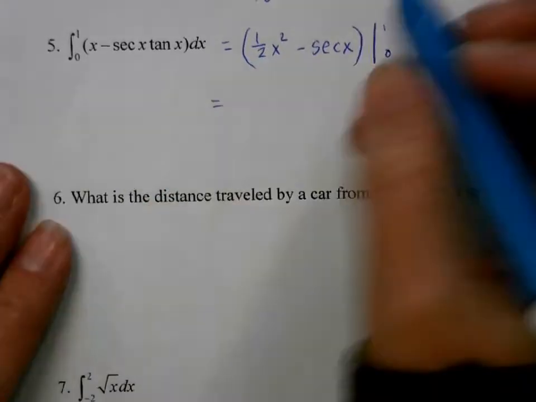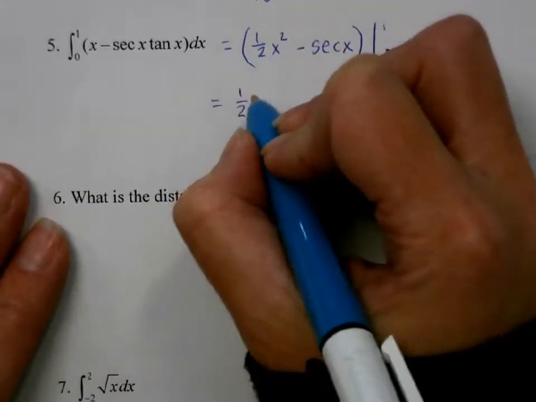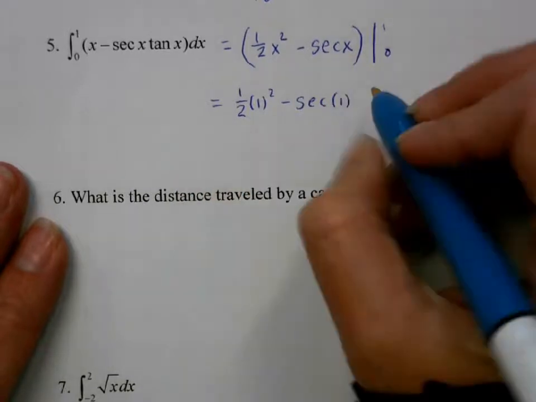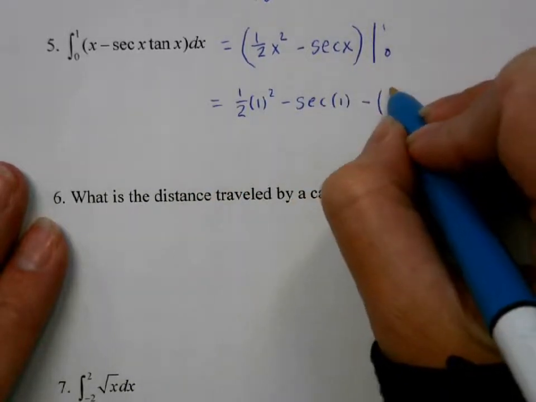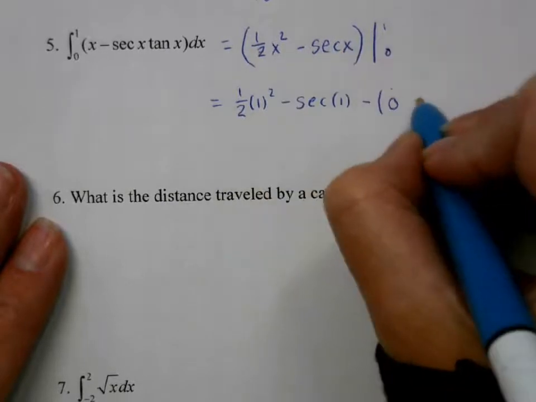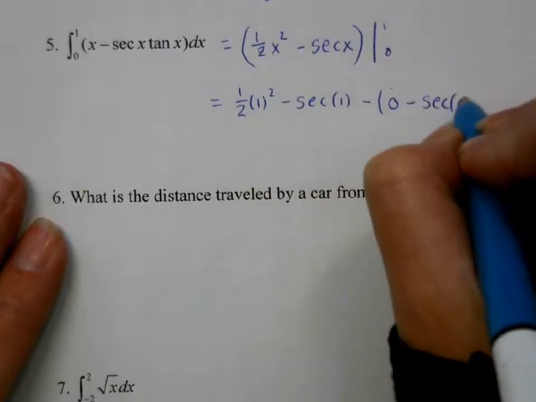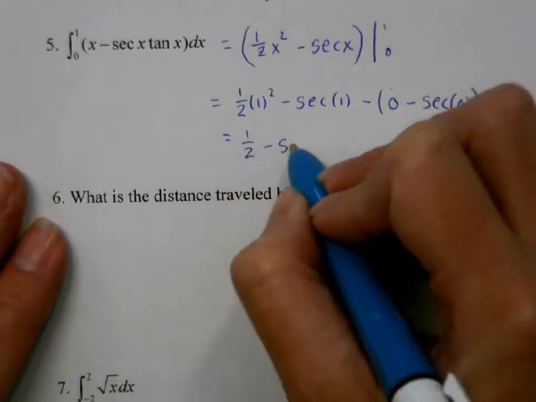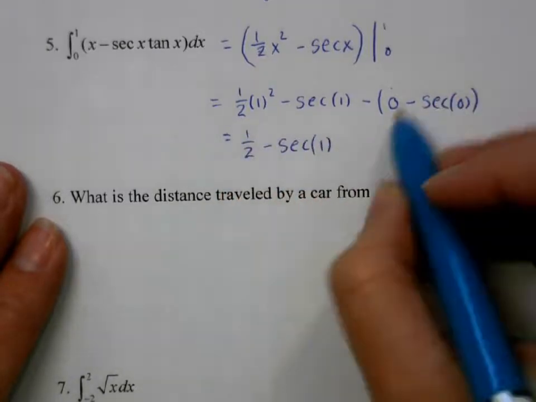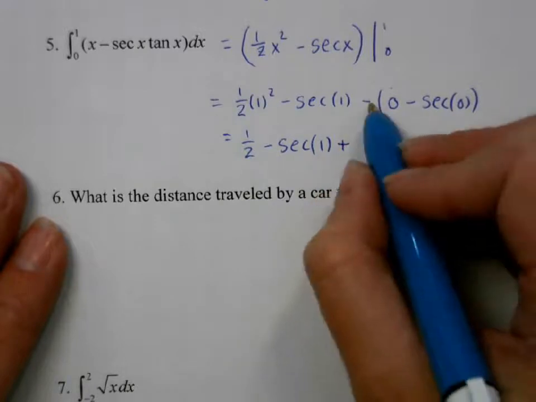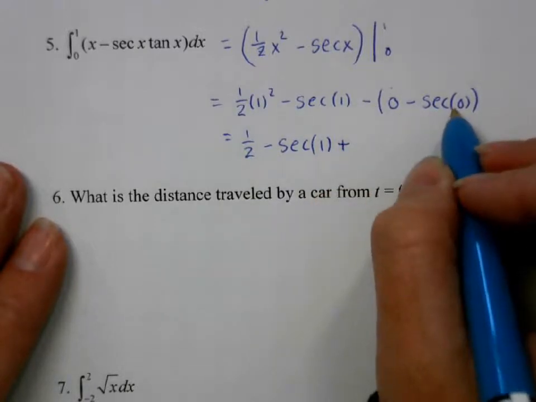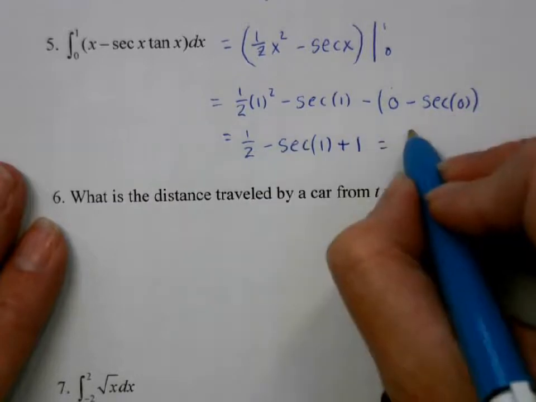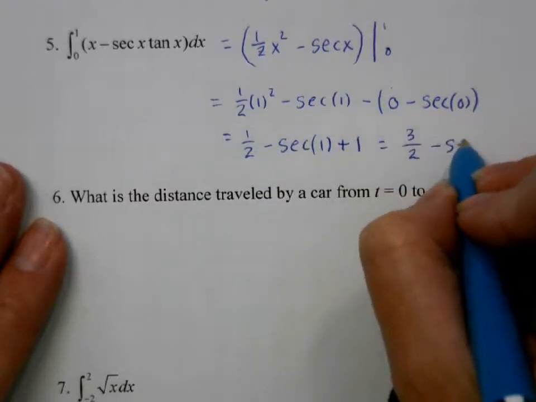This is going to be 1/2 times 1 squared minus the secant of 1, minus, this is just going to be 0 minus secant of 0. So we have 1/2 minus secant of 1, whatever that is, plus the secant of 0. Cosine of 0 is 1, so secant of 0 is also 1. So 1 and 1/2 will have 3 halves minus the secant of 1.